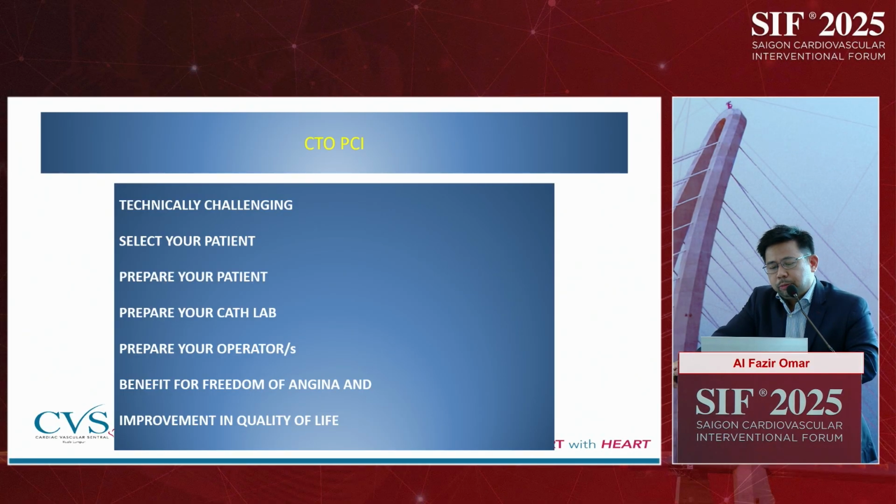So I think when you approach CTO PCI, number one, we all know it's technically challenging. It's very important how we select our patients. Number two, you have to prepare your patients for the CTO because it might be 1, 2, 3 hours. You need to prepare your cath lab with all the devices, whether it's the new tools, guidewires, or when you have complications. So you need to learn how to snare, how to coil, and covered stents. The third one is prepare the operator. You need to look at the algorithms, how you approach your CTO PCI. And you have to remember that with CTO PCI, the benefit is freedom from angina and improvement in your quality of life. Okay, thank you very much.